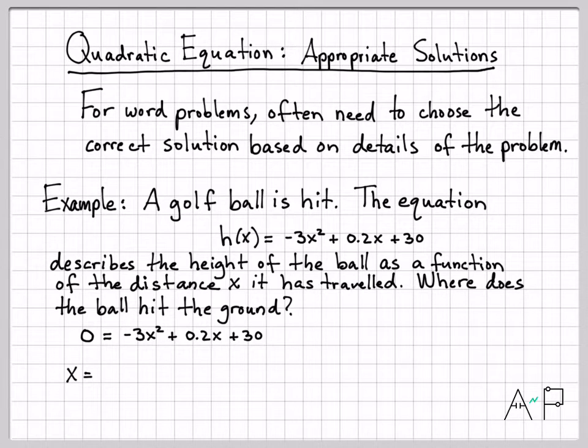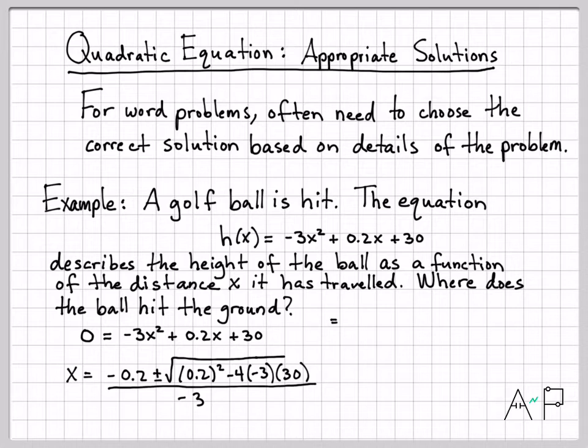So it's going to be minus b, so a negative 0.2, plus or minus the square root of 0.2 squared, b squared, right? And then minus 4 times a, here a is a negative 3, and then times c, which is 30. All of that divided by, on the denominator we have 2a, so 2 times a negative 3 will end up being a negative 6. All right, so now it's just time to work on simplifying this a little bit.